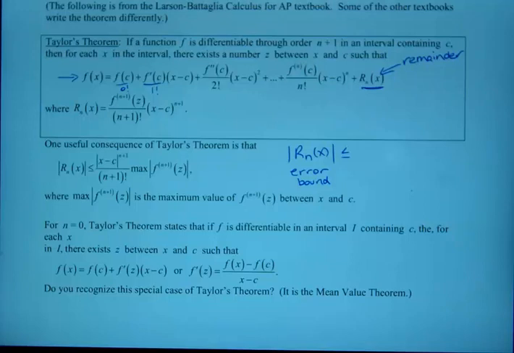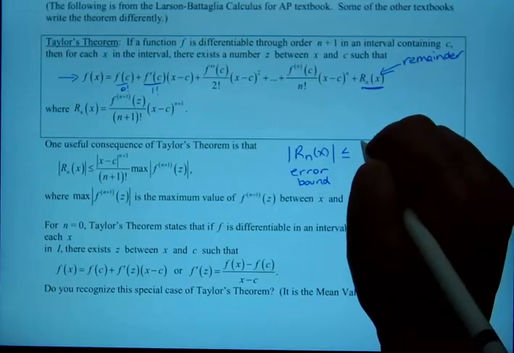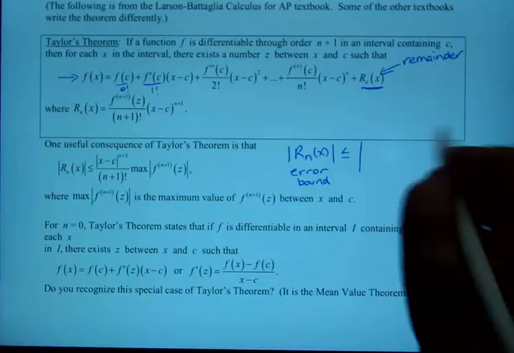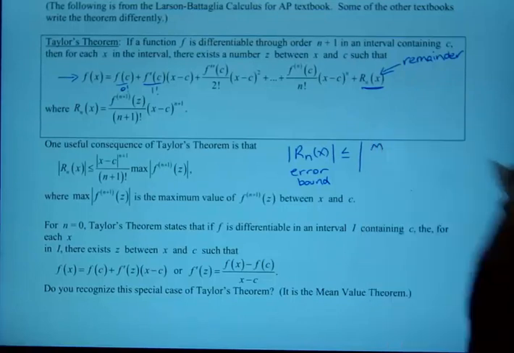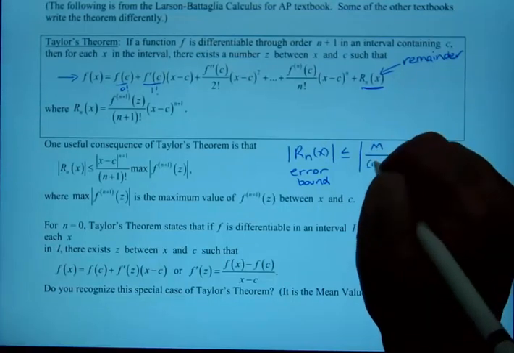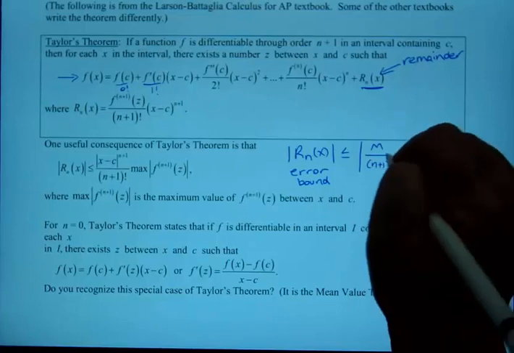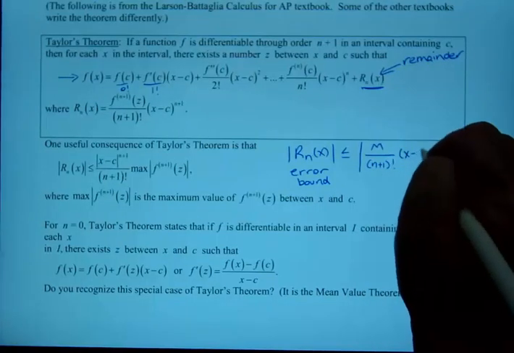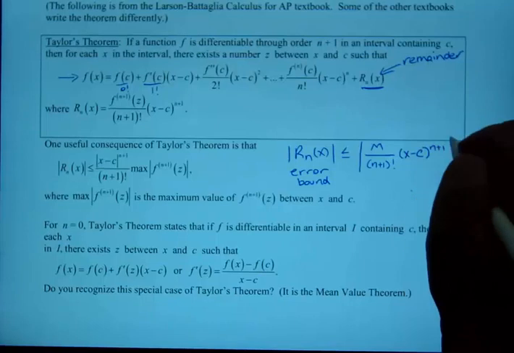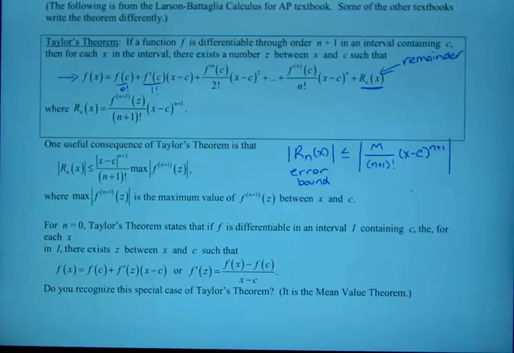Now, it is equal to the absolute value of capital M over n plus 1 factorial times x minus c to the n plus 1. Just write that down for a minute.